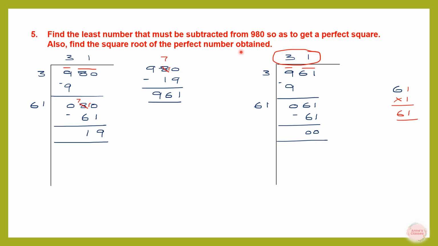Find the square root of the perfect number obtained. Square root of 961 is 31. So let's write that. The square root of 961 is 31. So this is our final answer.